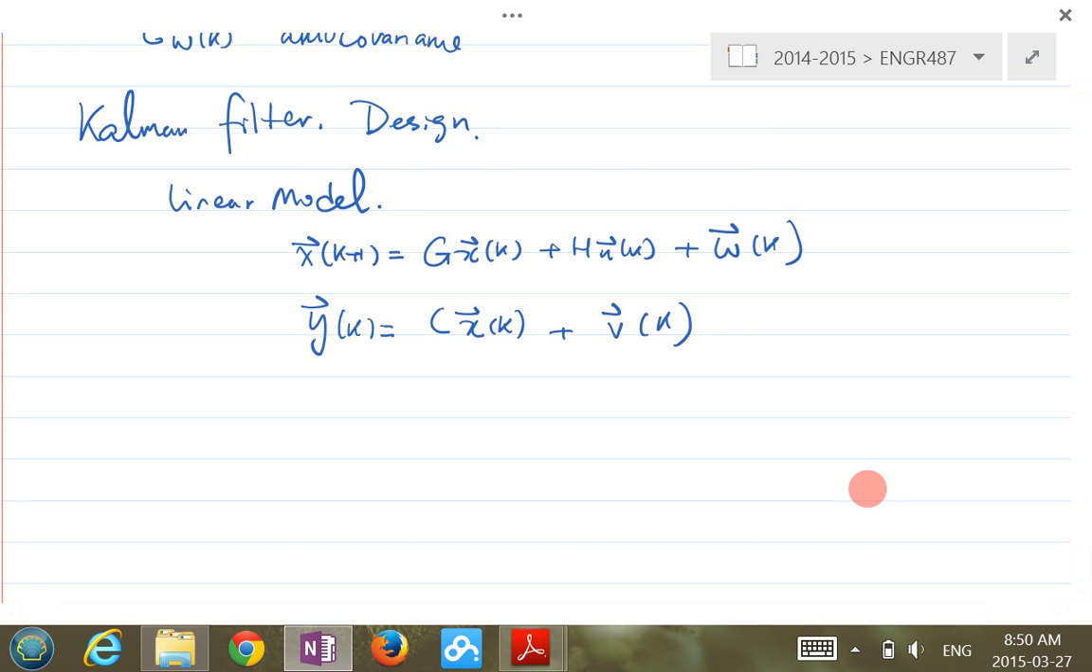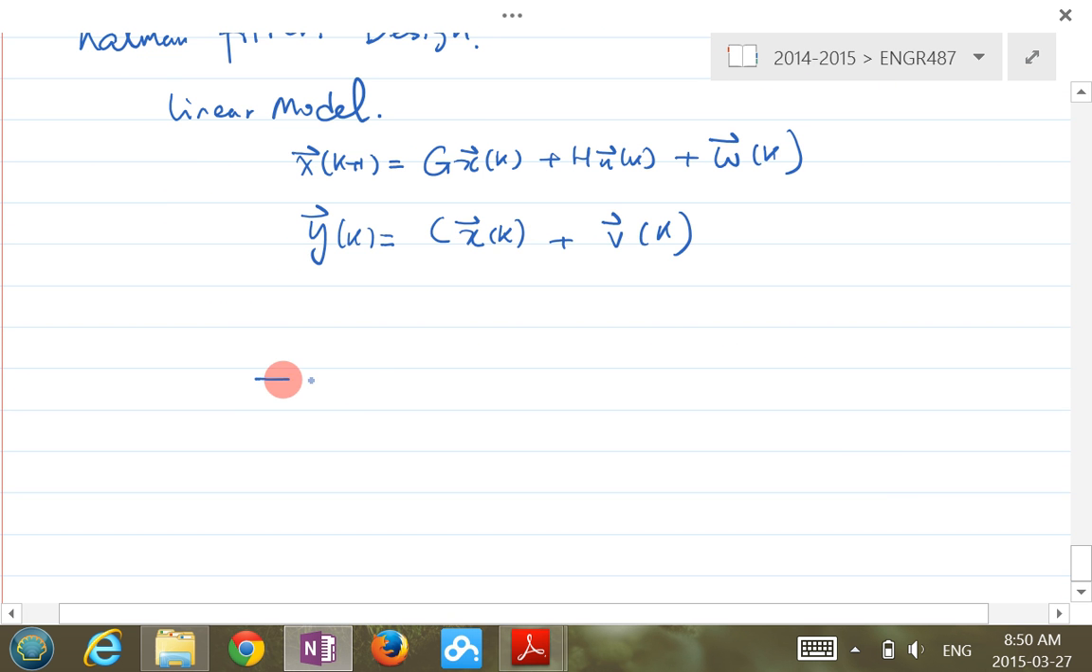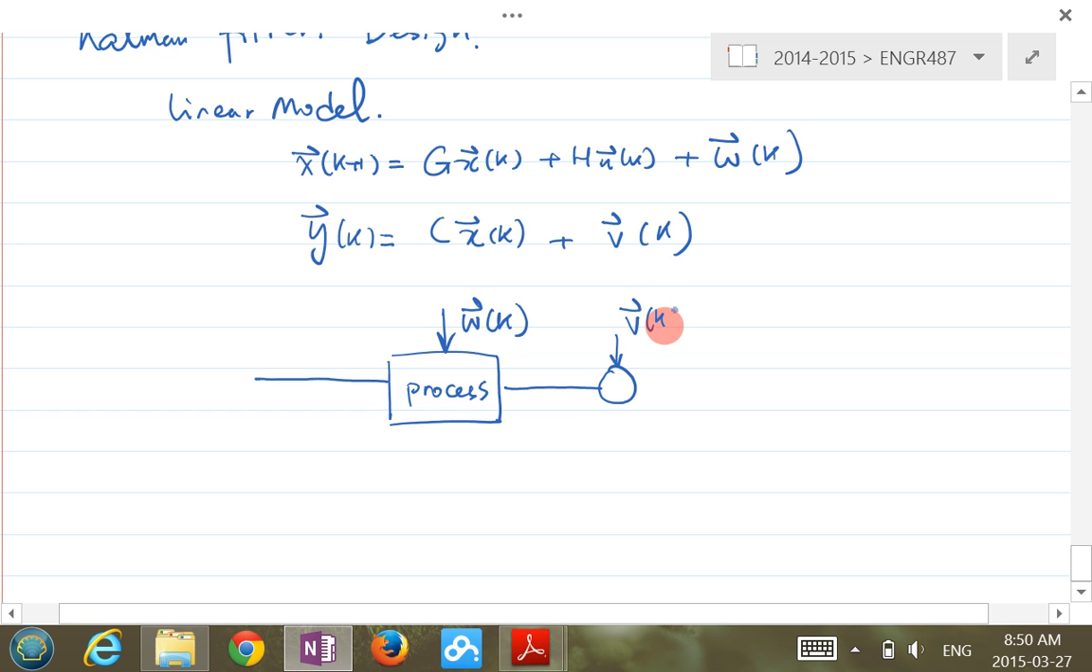So the idea here is the process. The process originally is the clean one. Then you have a noise that goes into the process, and here's the output, and then you have noise that goes into the output. So what comes out here is the y of k. So that's the idea.